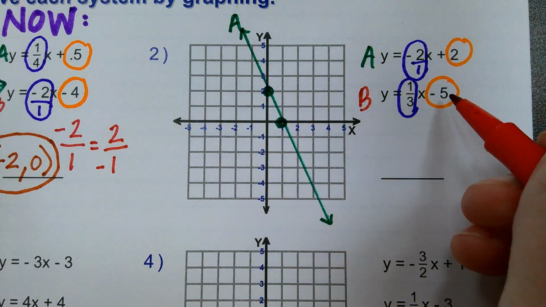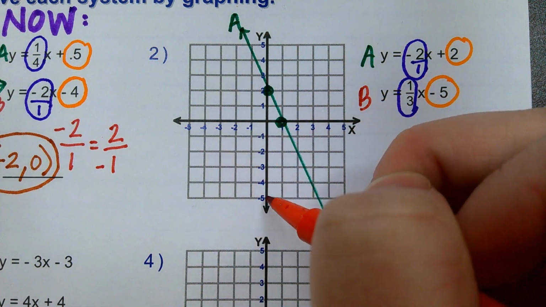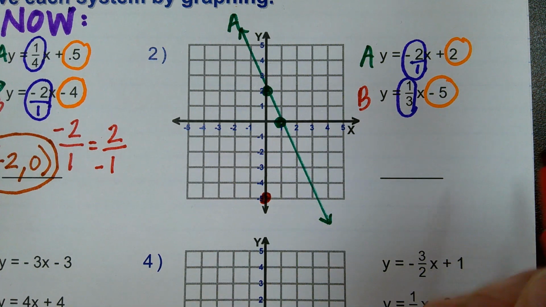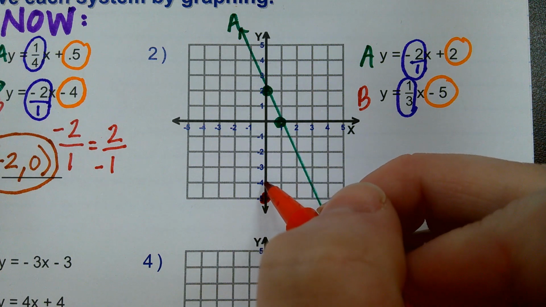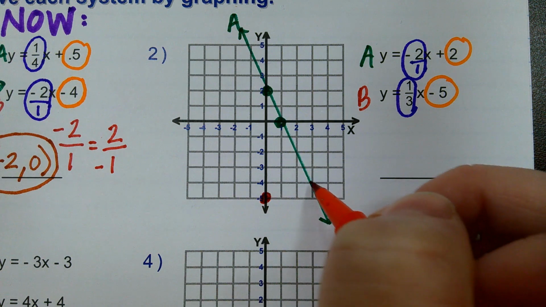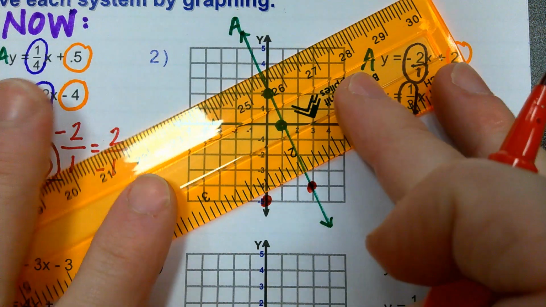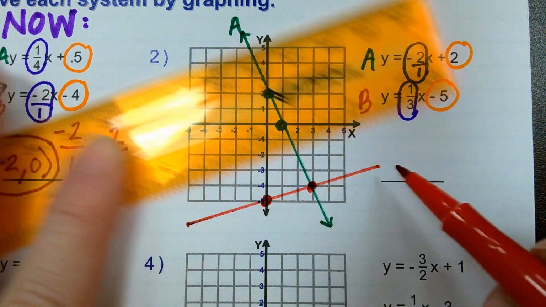All right, thank you, Tasha. -5 is that first point, so we're going to go down to -5 here. And what's our rise over run? 1 over 3. Good. You go up 1 and over 1, 2, 3. Boom, shaka. All right, connect the dots. Here we go.